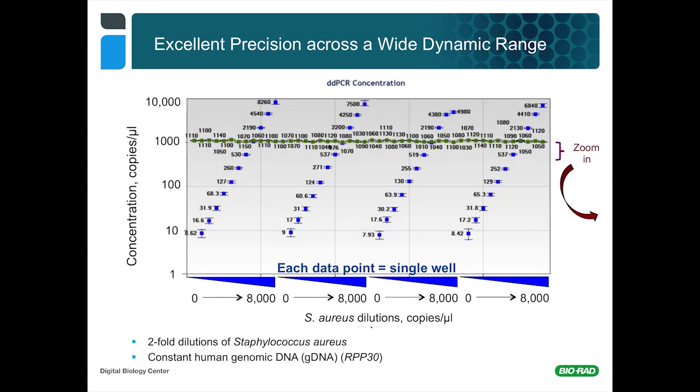A newer view that's representative of what you would see in the QuantaSoft software, one of the many charts I referred to earlier, shows an experiment where you're looking at a 2-fold titration series of Staph aureus DNA that is spiked into a master mix sample that has 1,000 copies of the human genome per microliter, or essentially 1 copy of human genome per droplet, and we're scoring it here for the RPP30 gene, which you can see in the green at about the 1,000 concentration going all the way across.